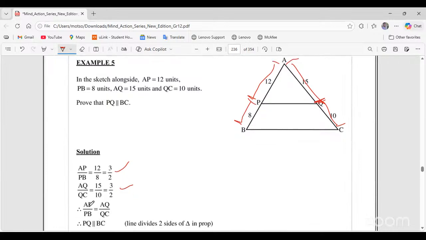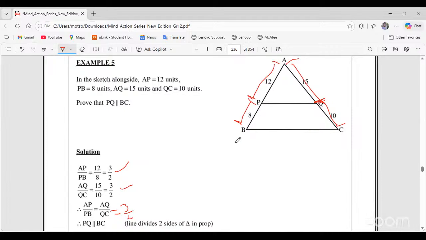Now you can say AP over PB is equal to AQ over QC. Why? Because they are both equal to 3 over 2. Therefore, you can simply say PQ is parallel to BC. Why? Because this line PQ divides the two sides of this triangle proportionally. I hope this makes sense to you guys.